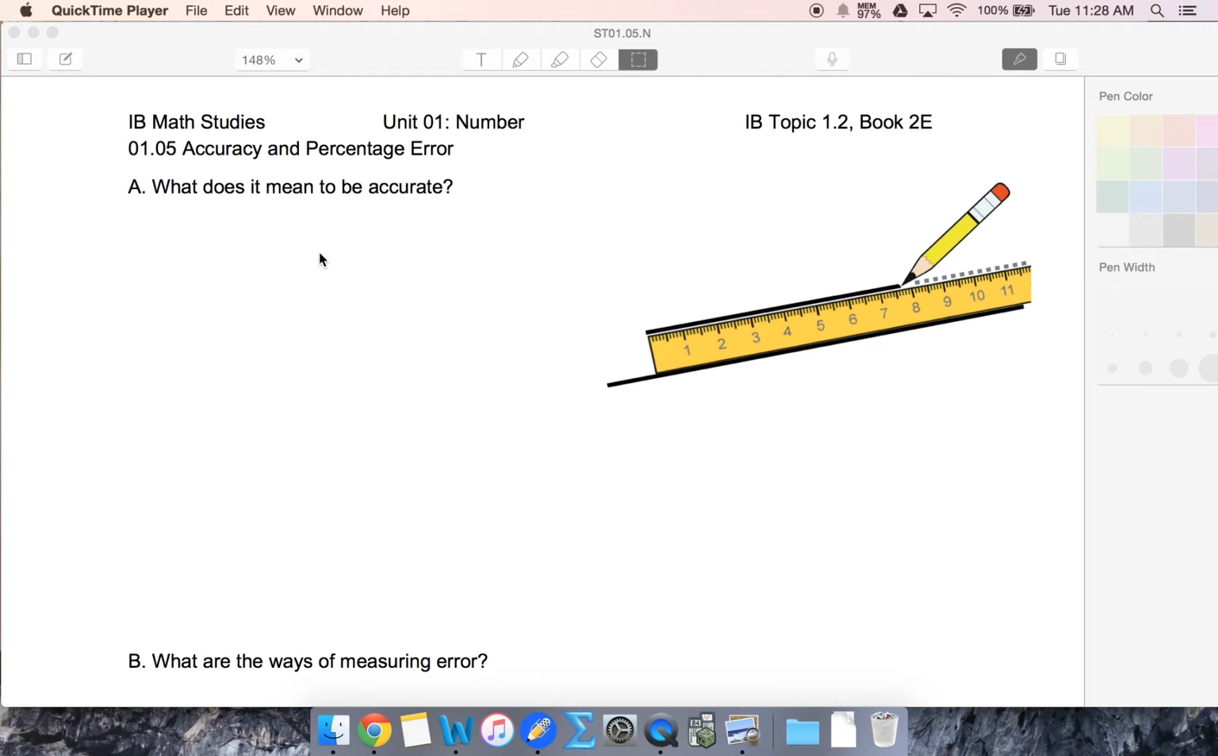So I want you to think about your other classes and what it means to be accurate. For example, your history or your science class, psychology, whatever. What do we think about with accuracy?